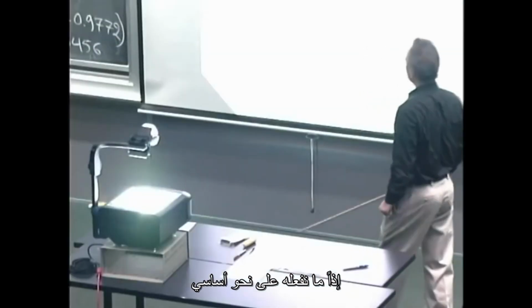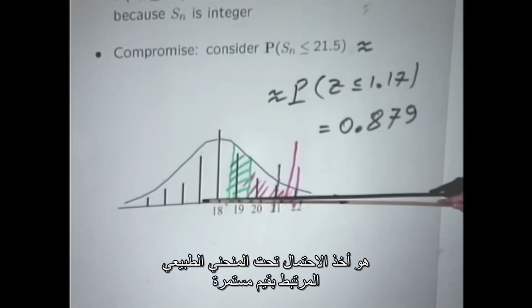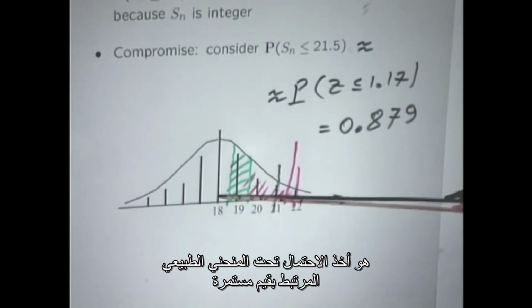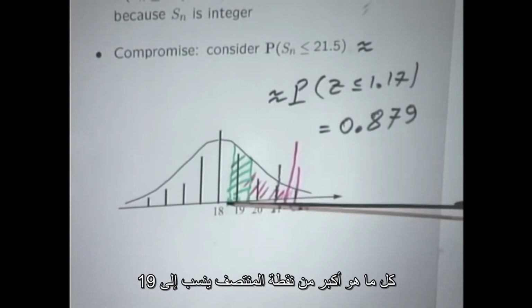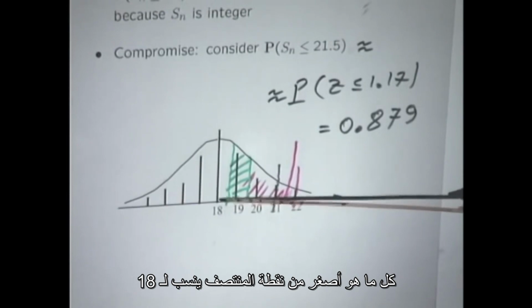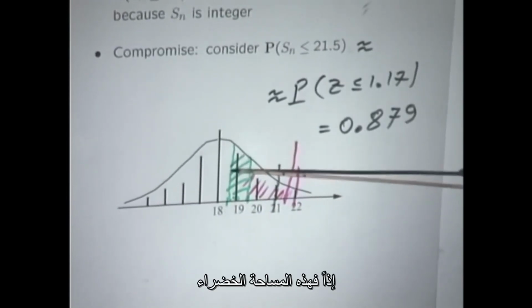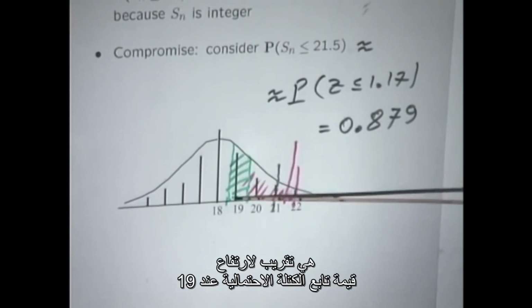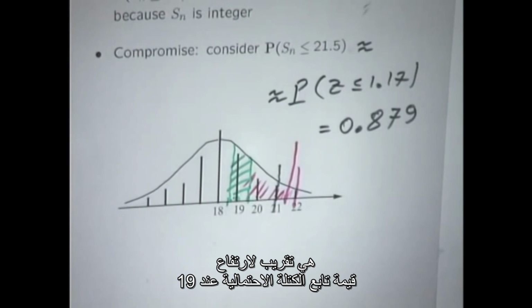So what we're basically doing is we take the probability under the normal curve that's assigned over a continuum of values and attribute it to different discrete values. Whatever is above the midpoint gets attributed to 19. Whatever is below that midpoint gets attributed to 18. So this green area is our approximation of the height of the value of the PMF at 19.